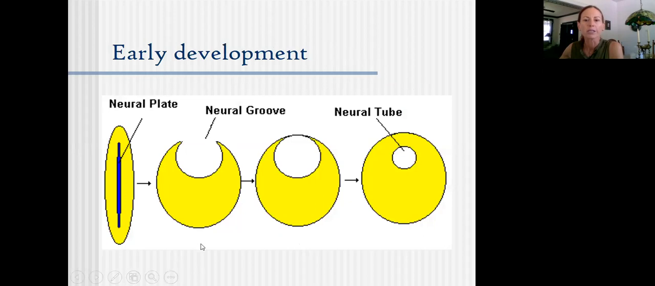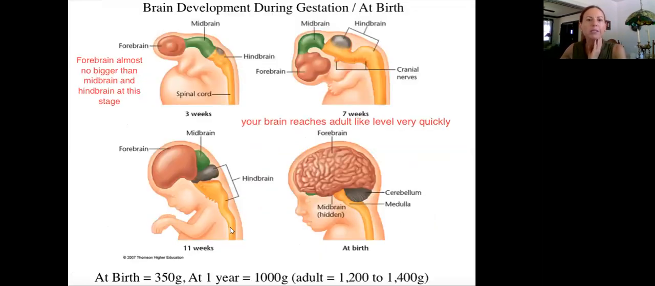And so let's take a look at that. It starts with the neural plate, and then the plate starts to kind of fold in on itself, and it makes a tube in the middle, and that tube will eventually become the central canal of the spinal cord and then the ventricles in the brain. And so let's take a look at what that looks like as the baby develops the brain.